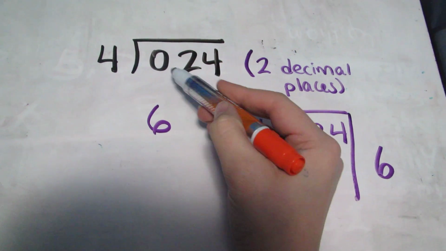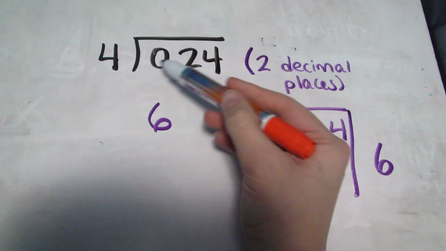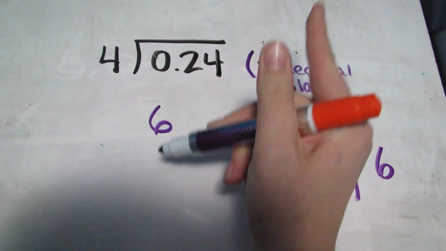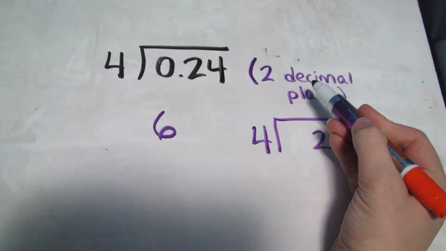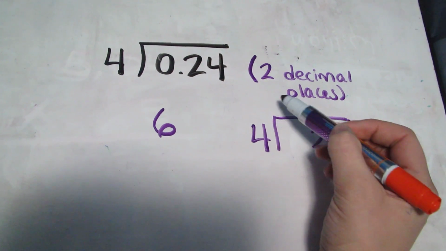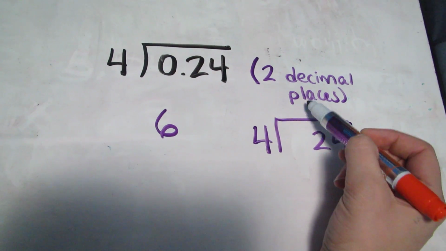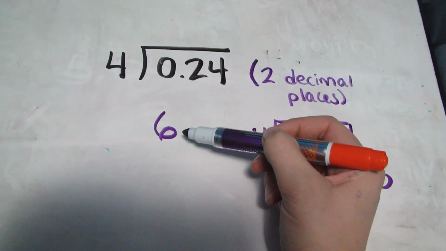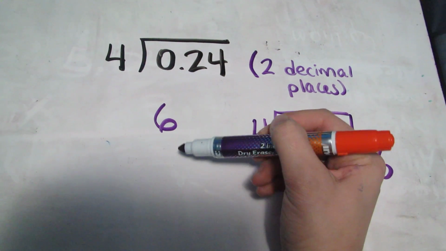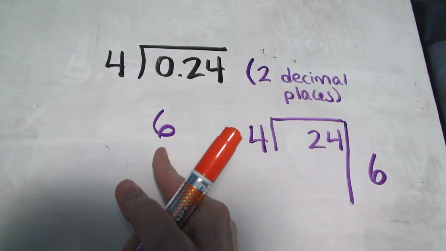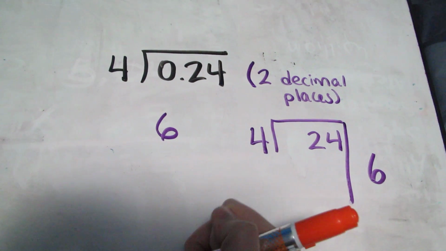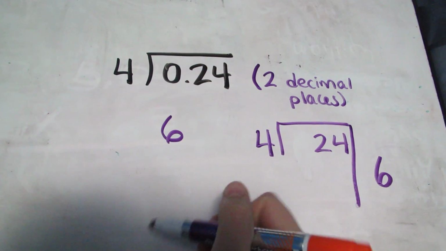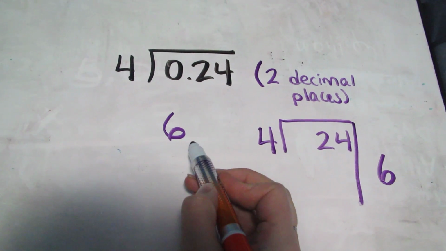Well, we know that 0 and 24 hundredths divided by 4 is not 6, so we got to put that decimal back. We have to look back at the question and say, okay, 2 decimal places in the question. That means I need to have 2 in the answer. So this is a whole number. So where is the decimal? Here? That's it.